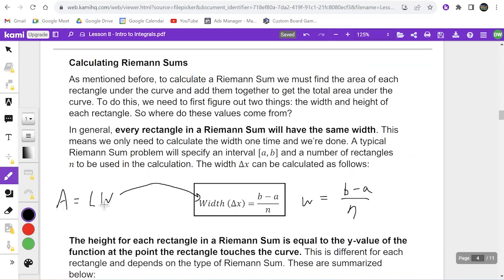So now let's keep going. As I mentioned, we have a width. Then that begs the question, what's the length going to be? And the length is going to be the actual value of the function, for instance, f of x. That's how you're going to find the length. It's f of x. The width you're going to find by just plugging in this formula right here. And then you're going to add all the areas together.